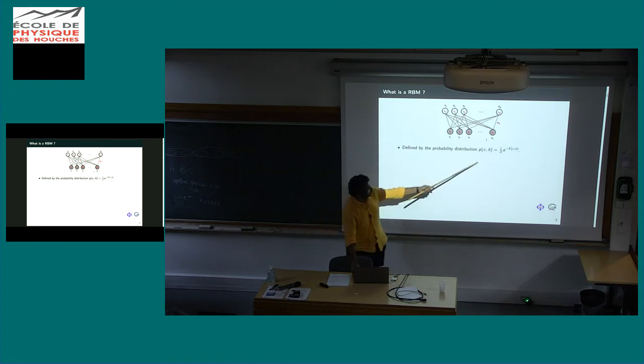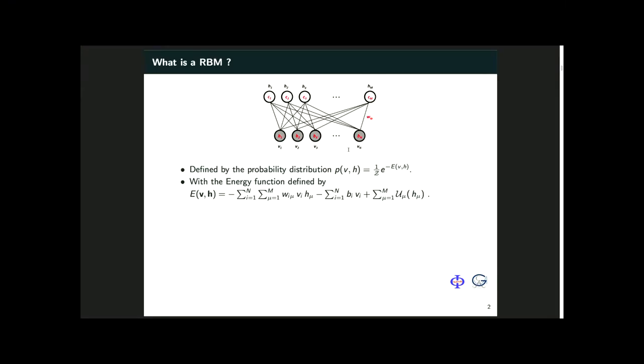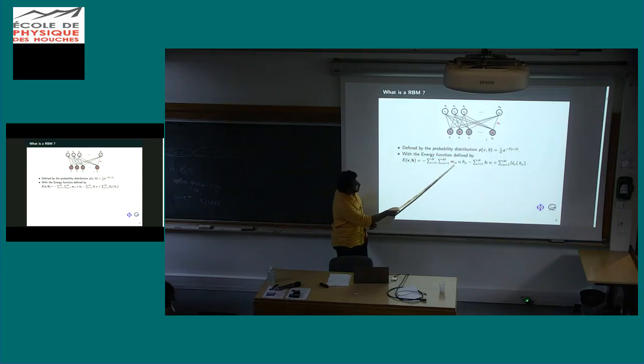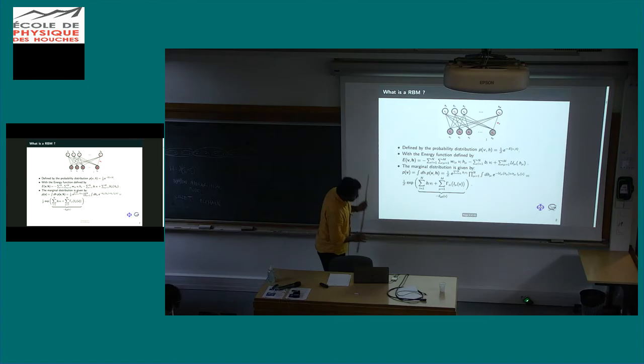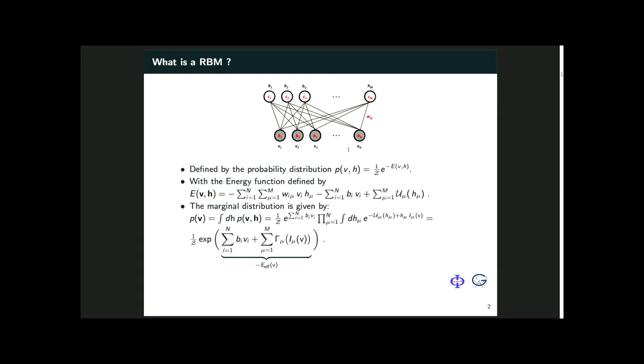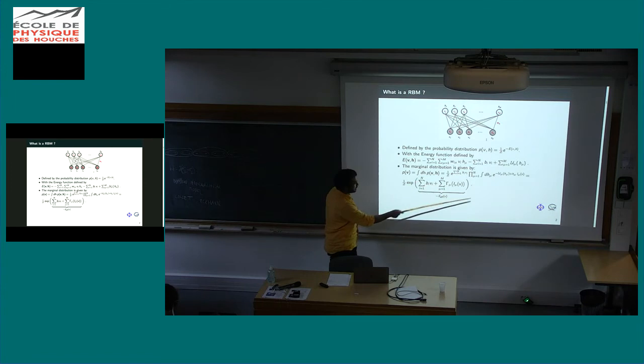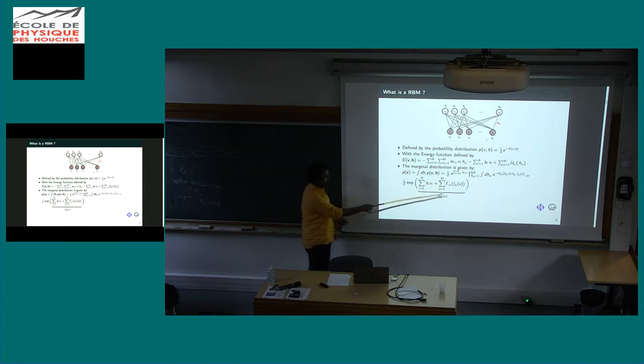It's defined by the distribution 1 over Z e to the power minus E(v,h), and the energy function is defined pairwise, so v_i h_mu coupled with some weight W_mu i, and some biasing fields b_i on these variables, and then you have some potentials on these hidden units. Here you would typically put activations like ReLU or Gaussian potentials, things like that, in the machine learning sense. If you marginalize over h in P(v,h), you get a distribution that looks like 1 over Z exponential of some b_i v_i plus the log Laplace transform associated with this input.